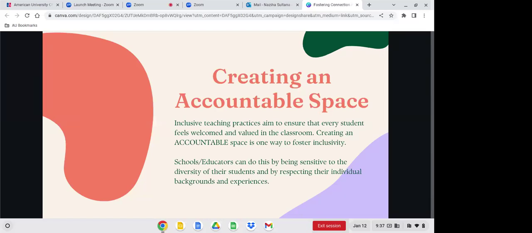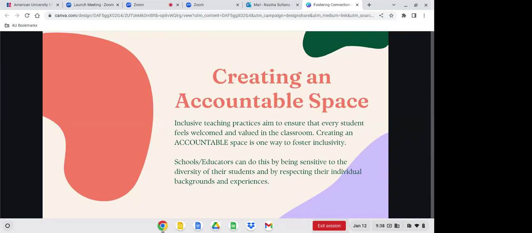So having inclusive practices, doing inclusive teaching, having inclusive spaces means that we create an accountable space to foster inclusivity for everyone. This means that, again, everybody knows that in this space, in these four walls, everybody here is held accountable. You speak your mind, but also know that you're going to be held accountable for whatever you may say or do. And I am going to hold you accountable for whatever you may say or do. But I also appreciate the fact that you've given me the space to be able to say those things.